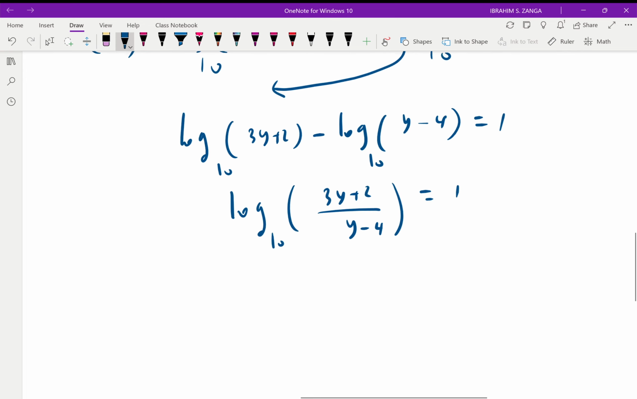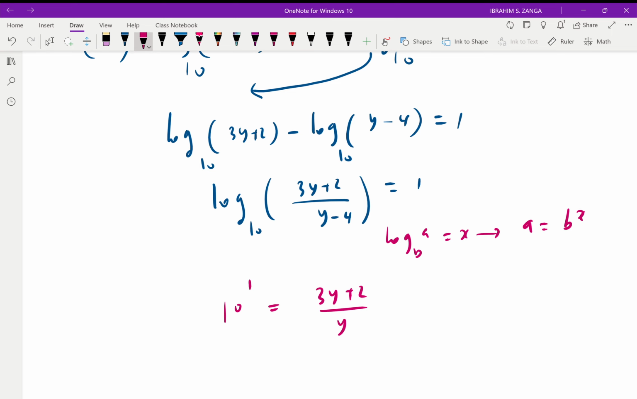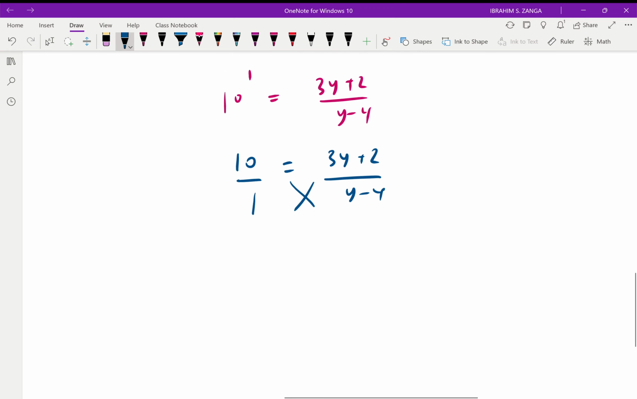So we're going to express this in exponent form. You know that when you have log base b of a equals x, this is equivalent to a equals b power x. So by using the same approach, we say 10 power 1 equals (3y plus 2) over (y minus 4). So we have 10 over 1 equals (3y plus 2) over (y minus 4). You are going to cross multiply. So you have 10 times (y minus 4) equals 3y plus 2.